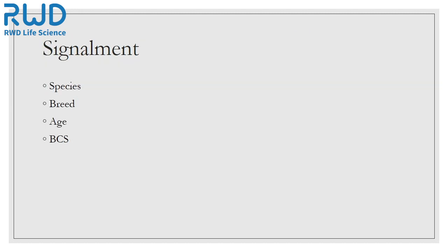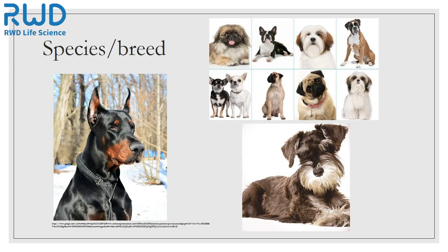So let's talk about the signalment. It includes species, breed, age, and body condition score of the patient. There is more information about signalment, and here are just four examples. Well, let's talk about the species and breed.